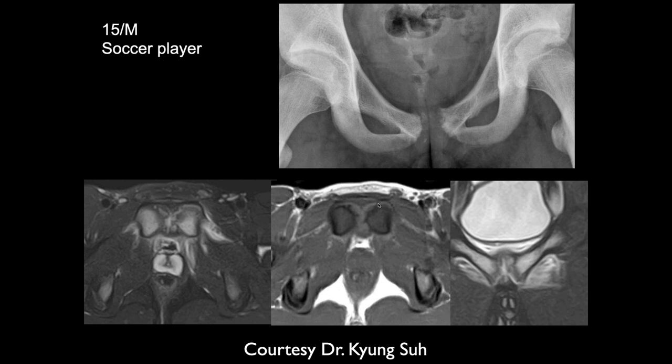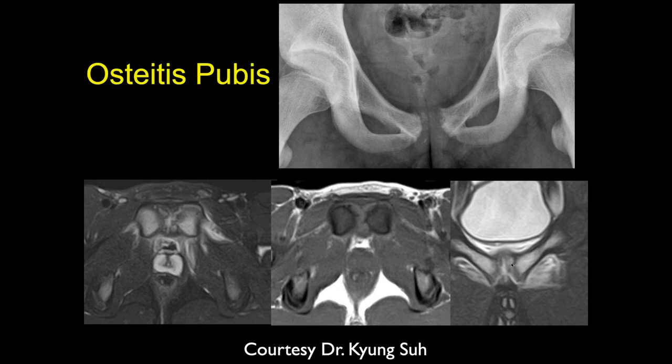This is a 15-year-old male soccer player. Here on the radiographs, there is some widening of the pubic symphysis. There's some evidence of erosion and some soft tissue calcification. And then here on the MRI, we can see a widening again of the pubic symphysis with lots of osseous erosions and fluid signal intensity. This looks like a chronic athletic pubalgia.